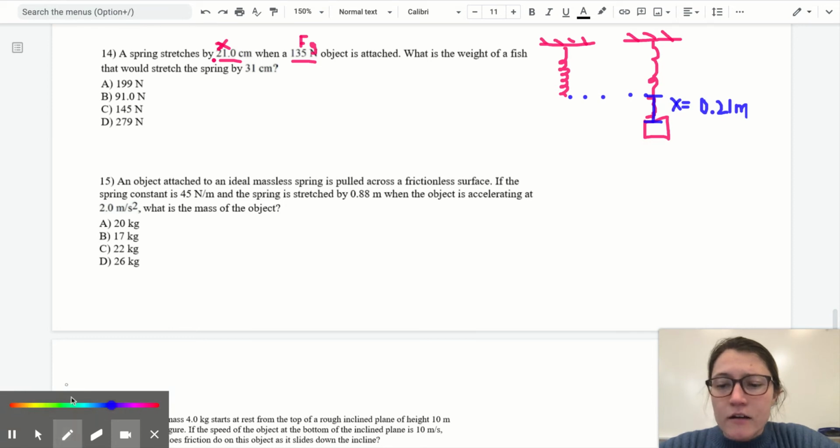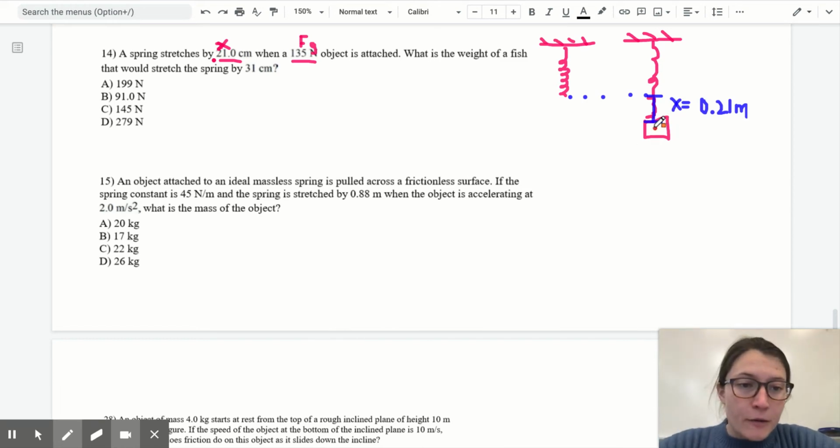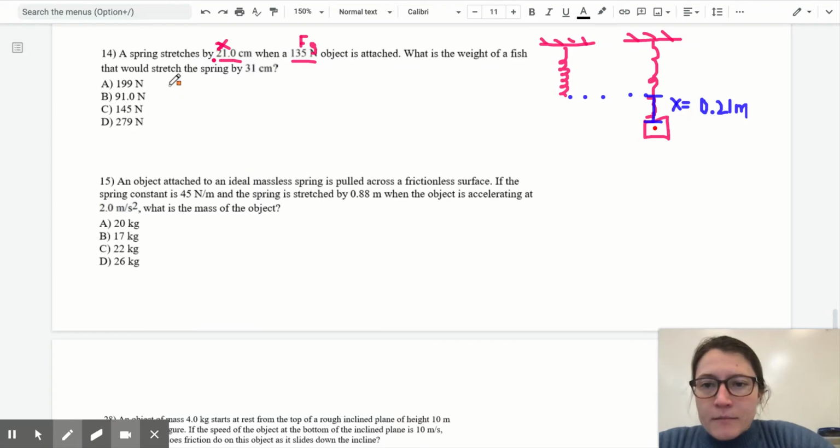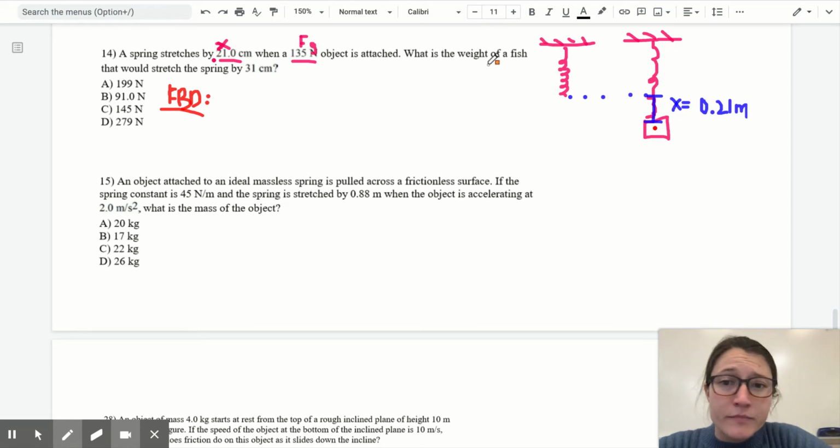Let's take a look at a free body diagram for this object in question. So if we focus here on our mass, our weight that's added to the spring, I'm going to draw an FBD, free body diagram, for the weight added to the spring. It could be a hanging mass, it could be a fish, whatever the object is, we'll call it a mass initially. We want to consider what forces are acting on this object.